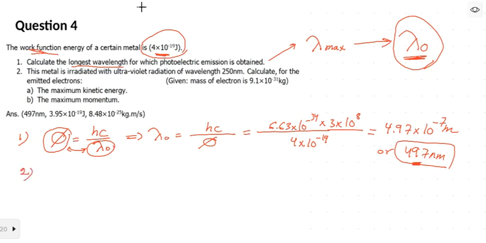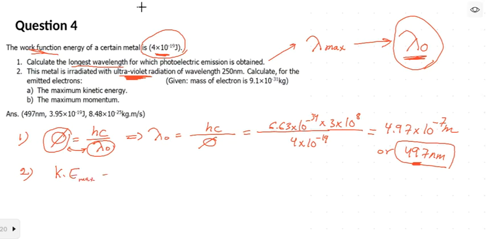Now part 2. This metal is irradiated with ultraviolet radiation with wavelength 250 nanometer. 250 is less than the threshold, that means we have photoelectric emission. Ultraviolet is high energy radiation, which means we are working with a wavelength less than the visible light. Calculate for the emitted electron the maximum kinetic energy. Here, because the wavelength is given and the work function is given, I can get easily the kinetic energy using Einstein's equation.